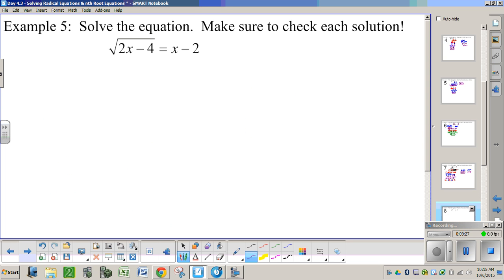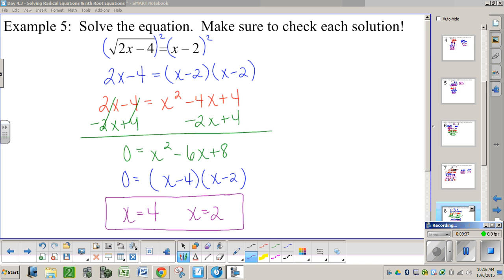All right, so now I think we've reached a point where you guys can try one on your own. So go ahead and pause your video, try number 5, and after you've solved it and checked your solutions, you can come back and join me. All right, so you should have gotten solutions of 4 and 2, and when you checked them, they both end up working. So we end up having 2 solutions for this one.